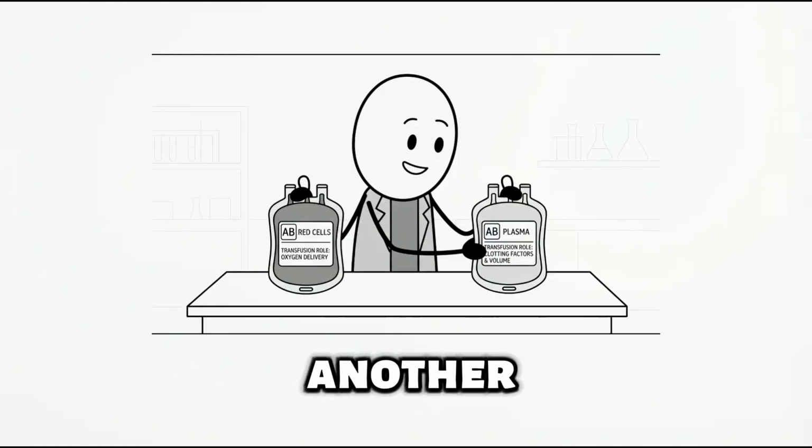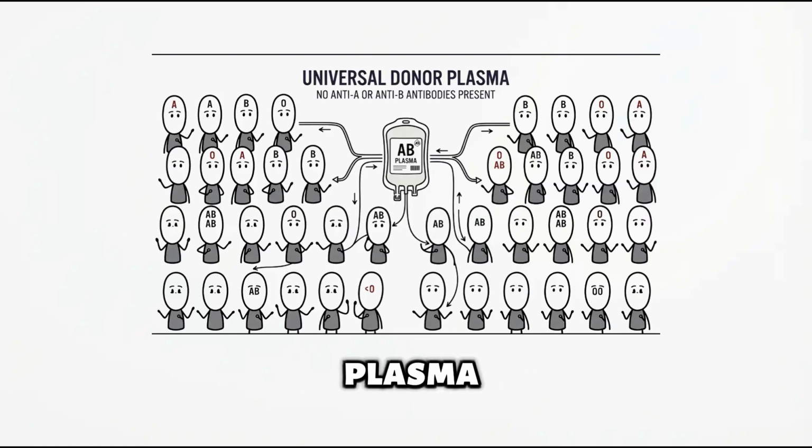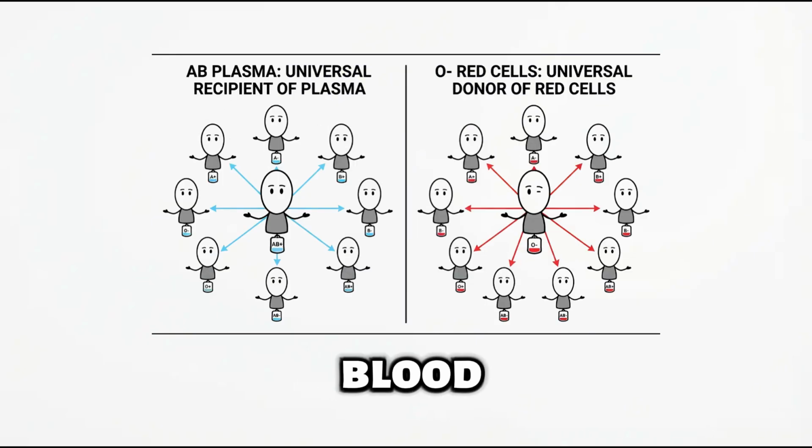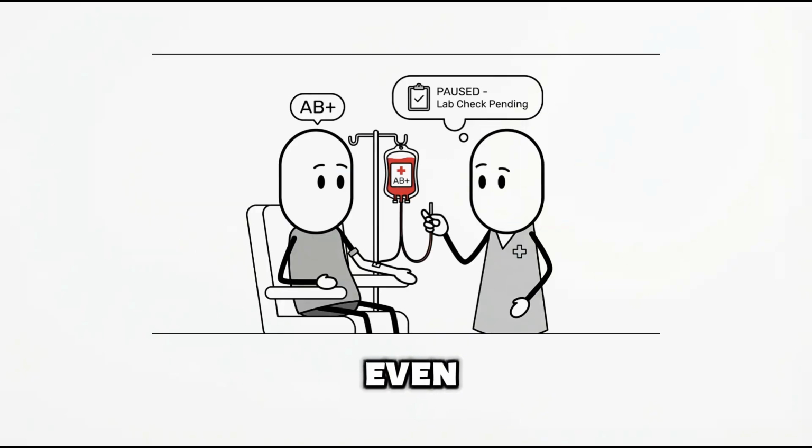AB blood has another important role when plasma is involved. AB plasma contains neither anti-A nor anti-B antibodies, so it is commonly regarded as universal donor plasma. This is the reverse of red blood cell transfusion, in which O is considered the universal donor under the ABO-RHD system. Even though AB plus is called the universal recipient, an AB plus patient cannot be transfused carelessly.